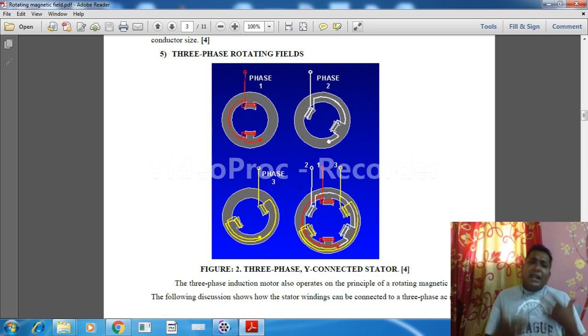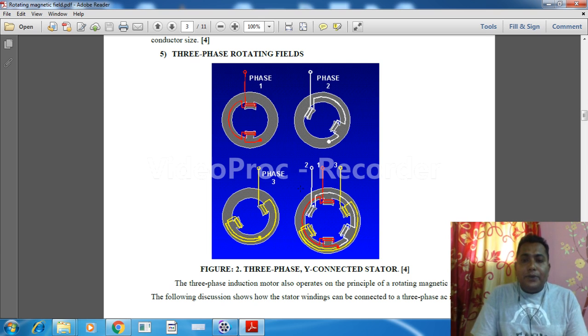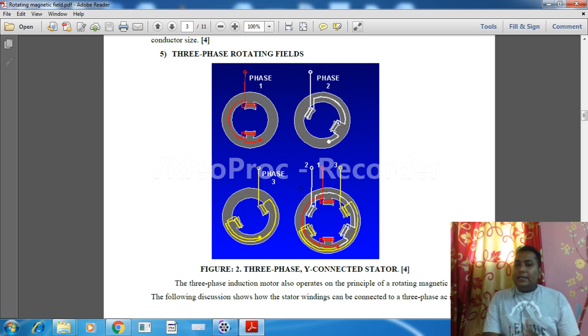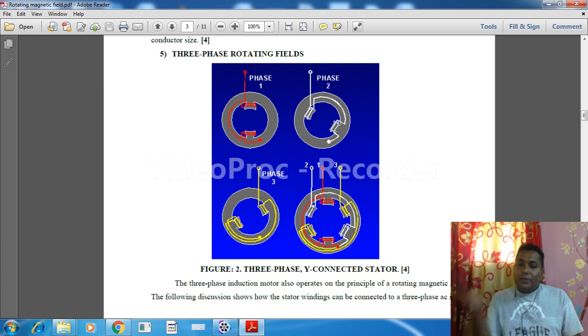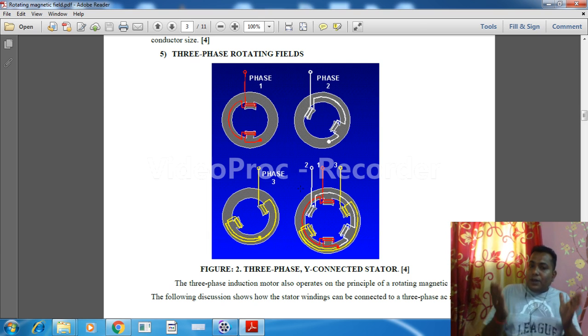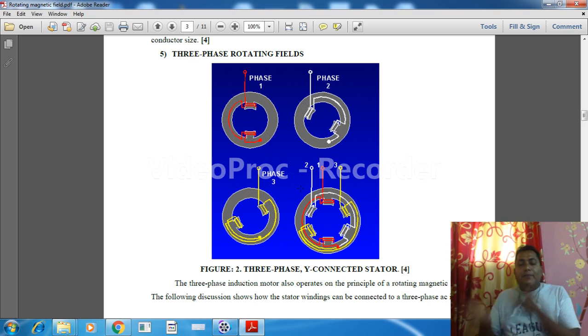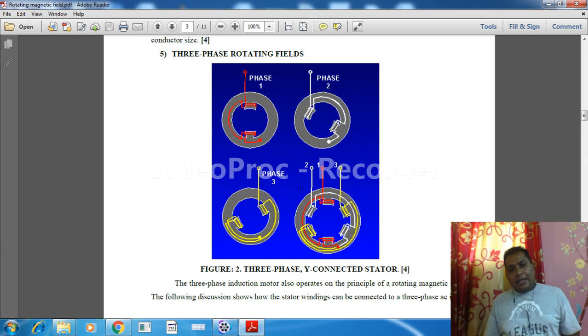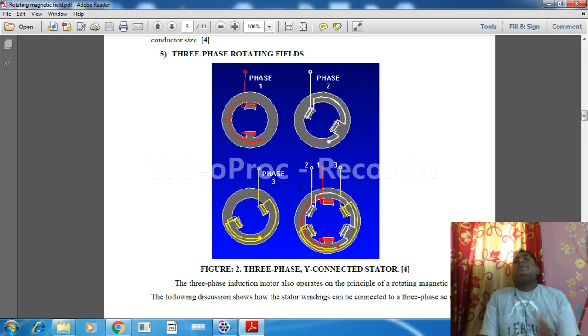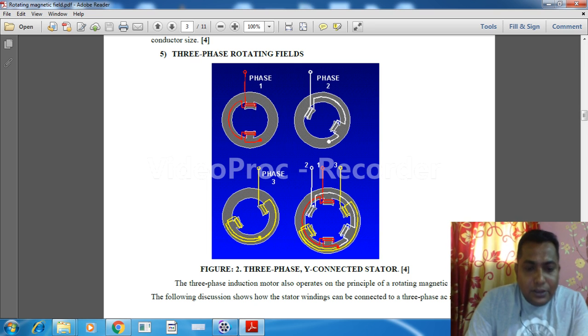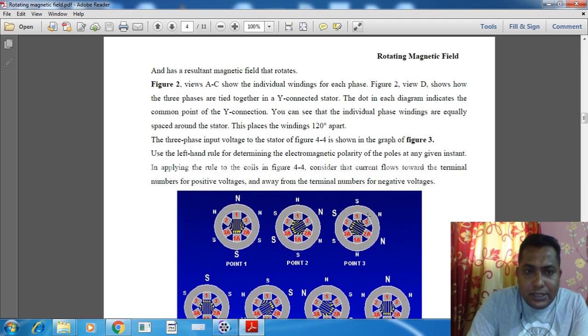Now if we consider phase 2 as the reference phase, then we can say that phase 1 is leading phase 2 by an angle of 120 degrees, and phase 3 is lagging behind phase 2 by an angle of 120 degrees. If we consider phase 1, phase 2 and phase 3 are lagging behind. If we consider phase 2, phase 1 is leading and phase 3 is lagging behind. And if we consider phase 3 as the reference, then phase 1 and phase 2 are both leading, correct? This is just the concept.